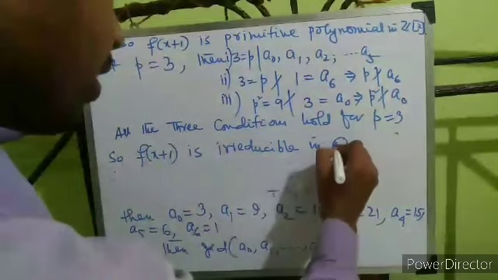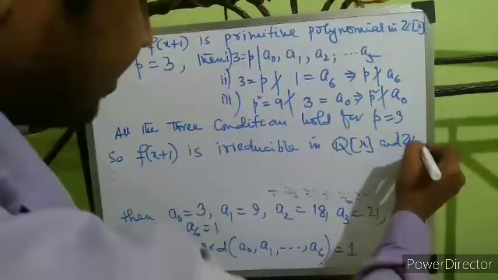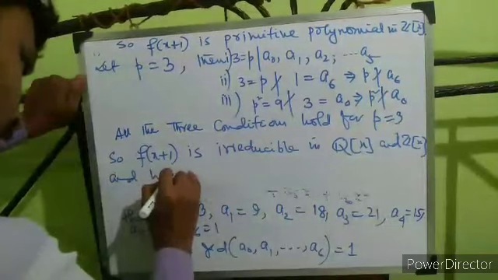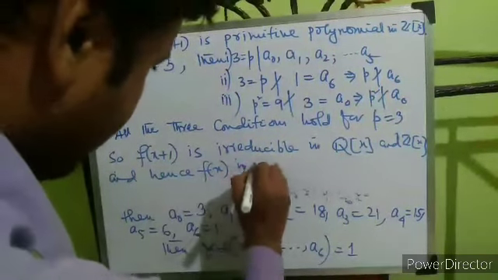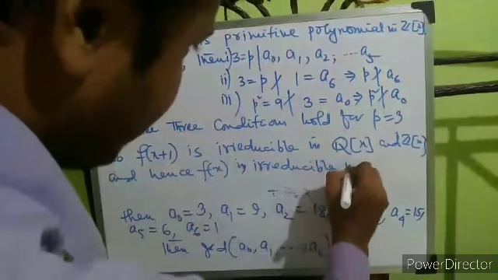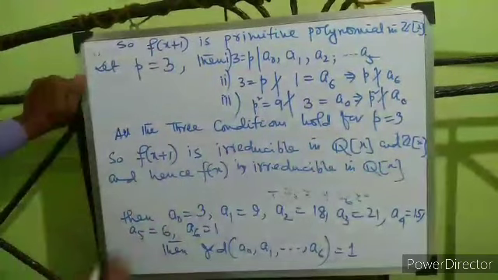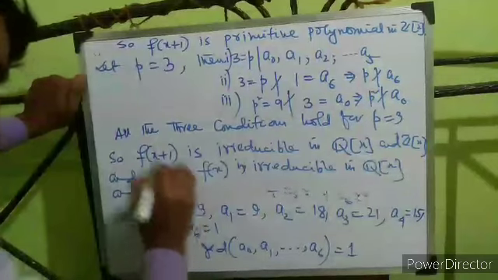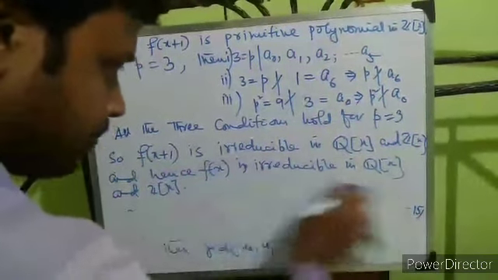in Q[x] and Z[x], and hence f(x) is irreducible in Q[x] and Z[x]. That's all of the solution.